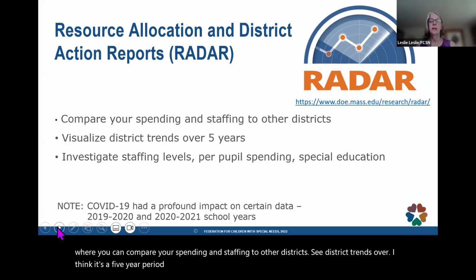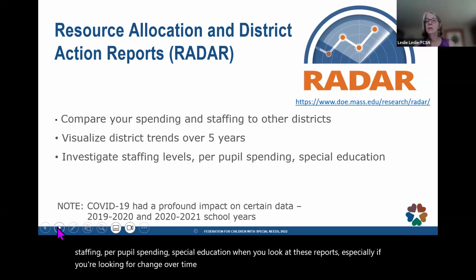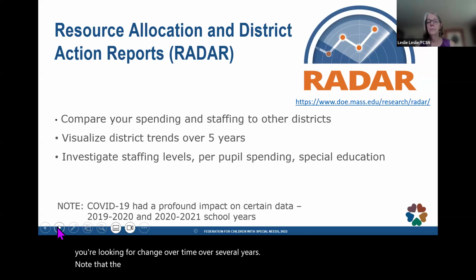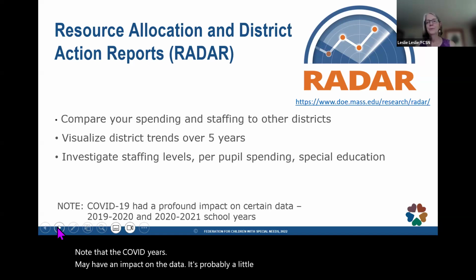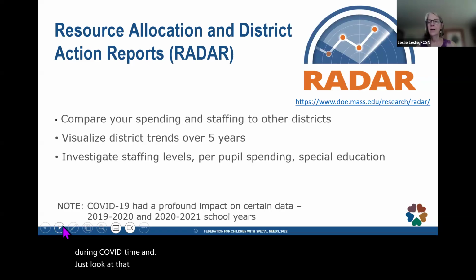They allow you to look at that. And you can investigate staffing, per pupil spending, special education. When you look at these reports, especially if you're looking for change over time, over several years, note that the COVID years may have an impact on the data. It's probably a little skewed because the world was different during COVID time, so look at that with a clear eye, as that may not be accurate data to compare with current times.